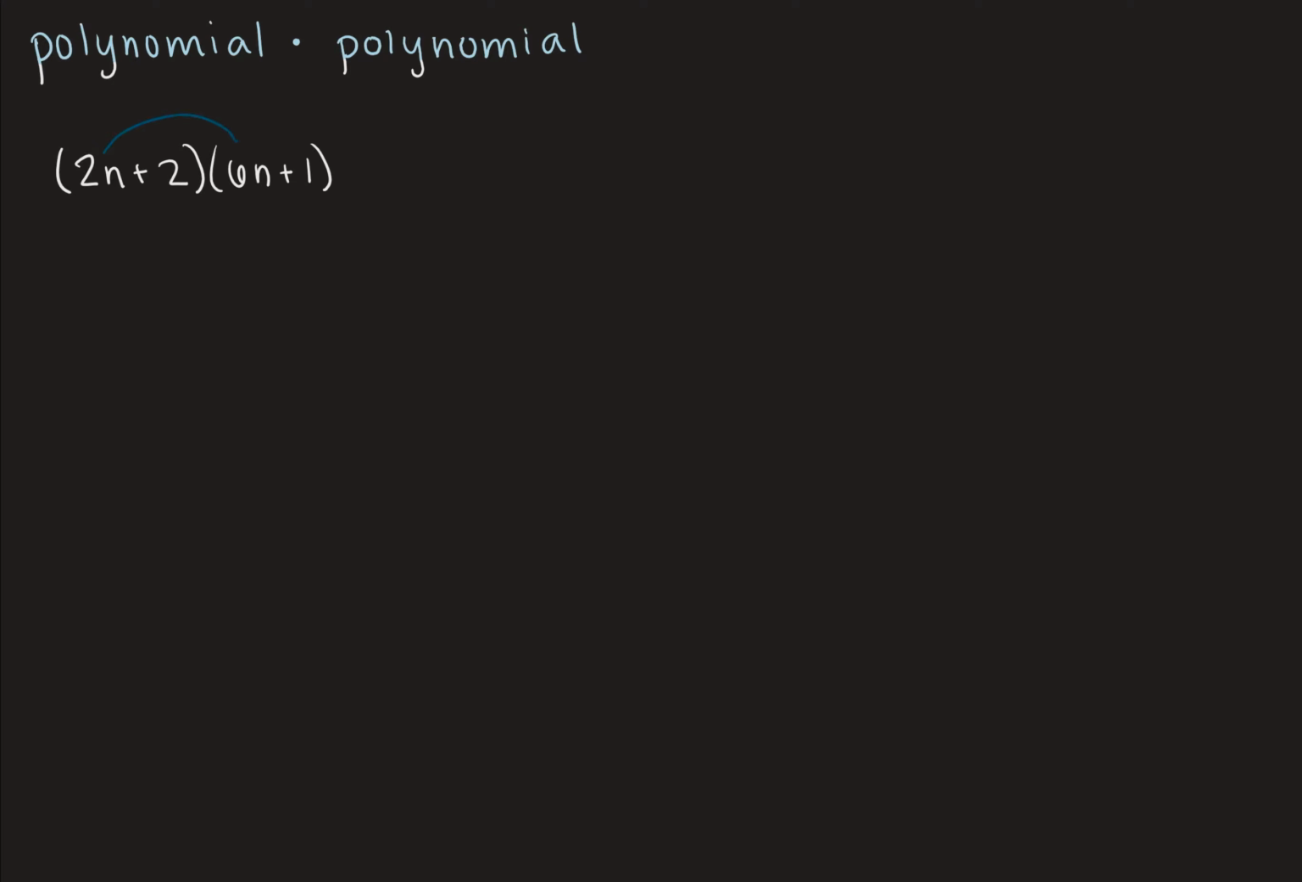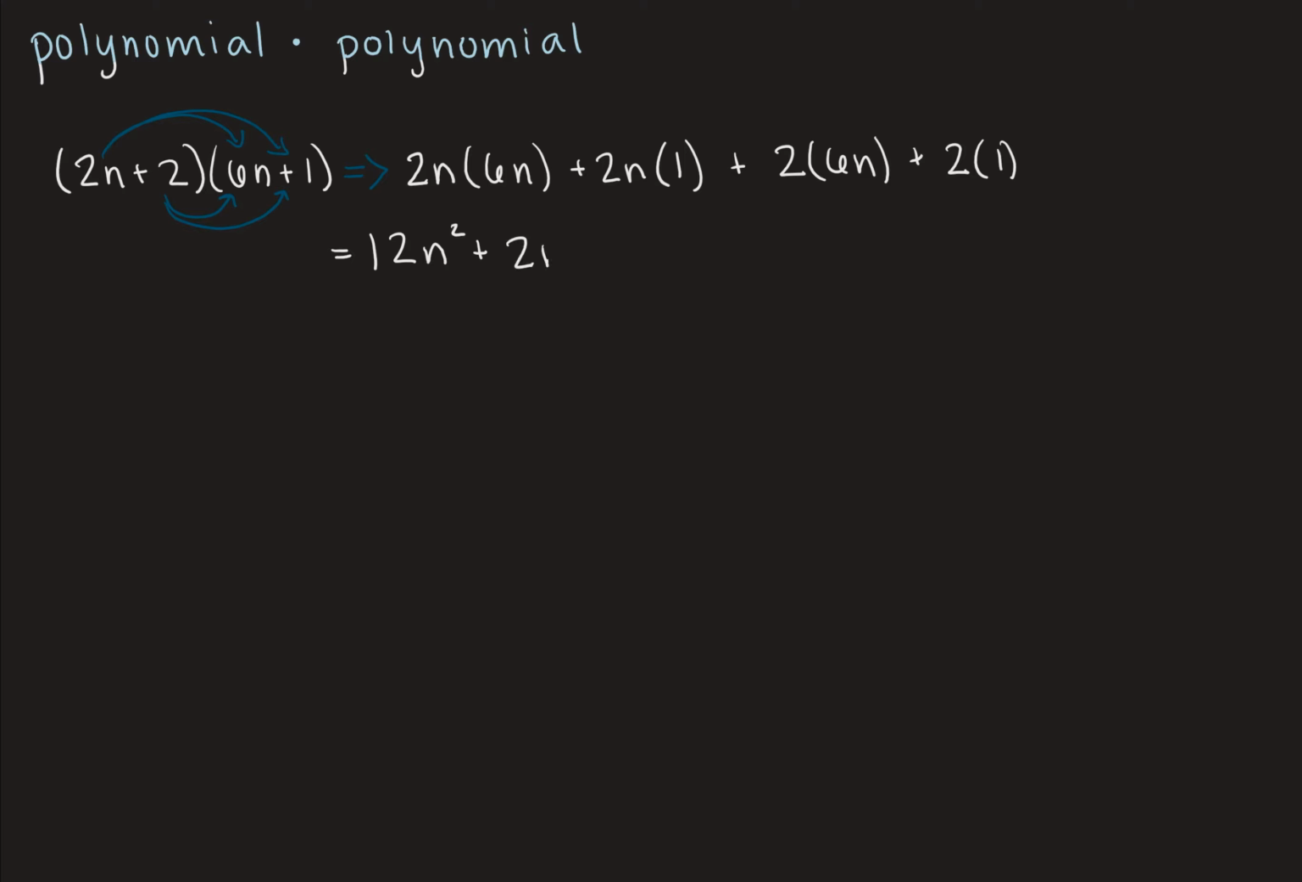Next, let's look at a few examples of a polynomial times a polynomial. First, we have 2n plus 2 times 6n plus 1. We need to distribute every term in the first polynomial to every term in the second polynomial. After distribution, we have 2n times 6n plus 2n times 1 plus 2 times 6n plus 2 times 1, which gives us 12n squared plus 2n plus 12n plus 2.